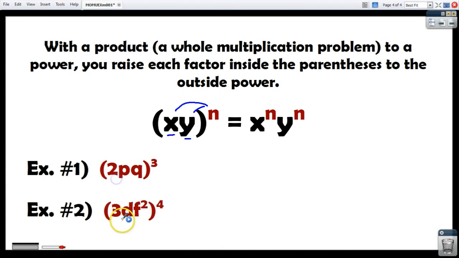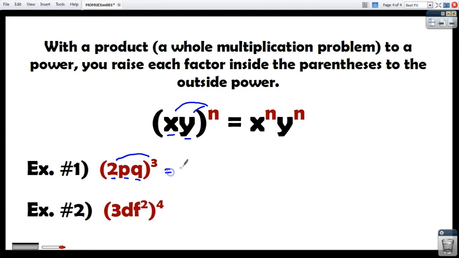So now let's apply it to a few problems. Let's do these two problems without the long way. Let's just use the shortcut so we can get straight to the answer. All right, so here we've got 2 times p times q. We've got 3 different factors which we've identified. So each of those factors is going to be put to this outside power, 3.